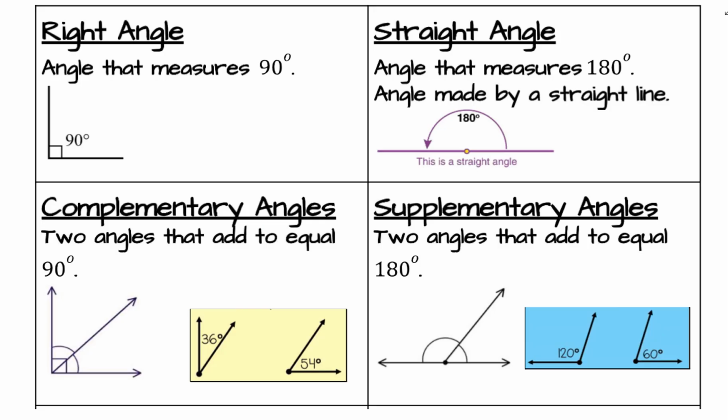To recap, a right angle is one angle measuring 90 degrees. Complementary angles are two angles that add up to equal 90 degrees. A straight angle is an angle made by a straight line and measures 180 degrees. Supplementary angles are two angles that add up and equal 180 degrees.